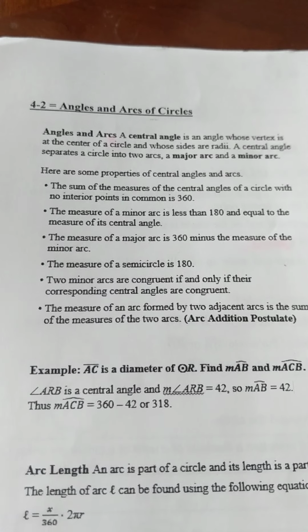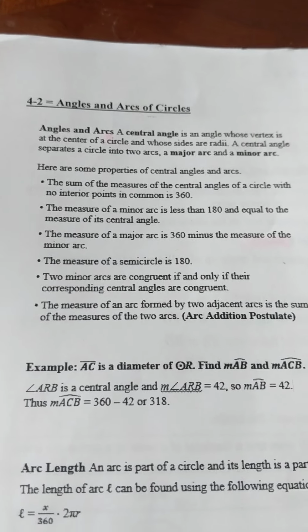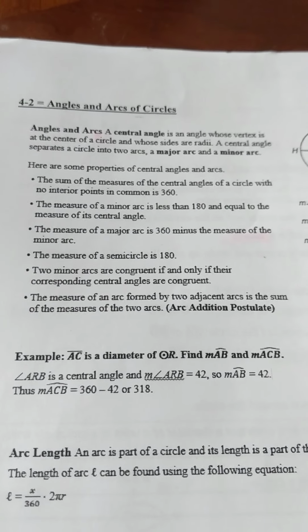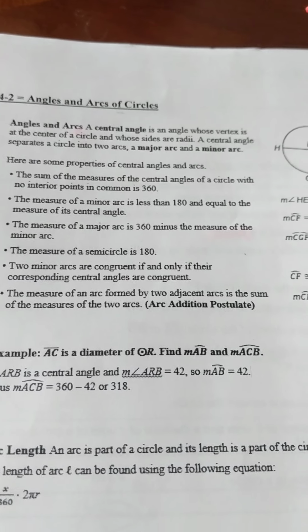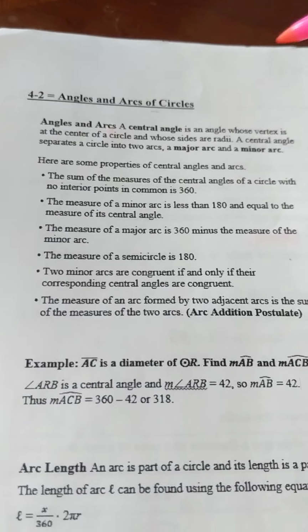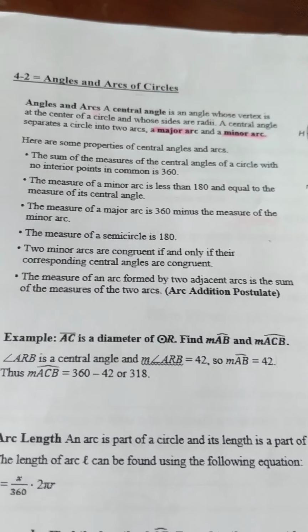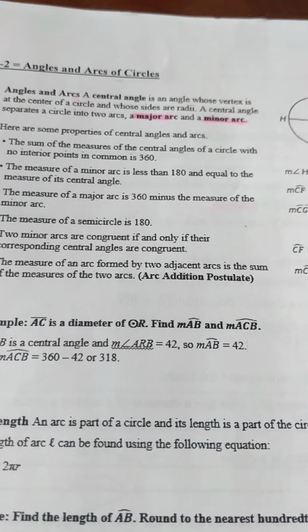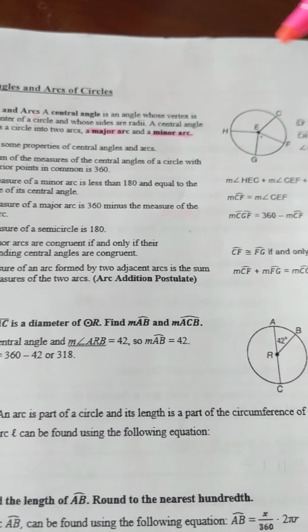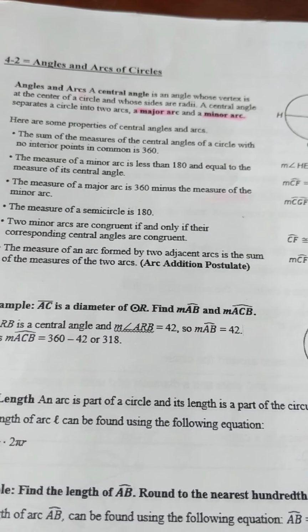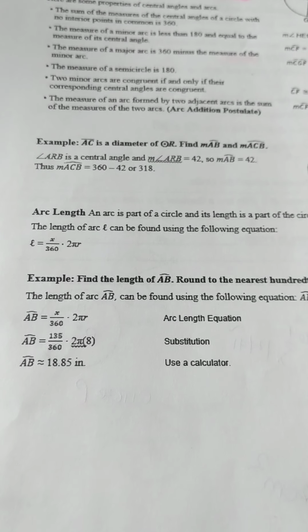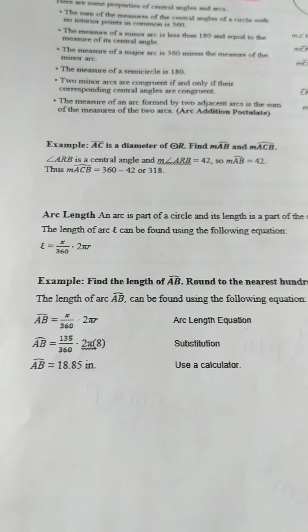Hi there, so we're going to go over the 4-2 notes. There's two important things that are going to be going on. There's going to be one part identifying if it's a major or minor arc and then finding the measure of that arc. I'm going to go through this top part where we find the measure of a specific arc, and then down below, finding the length of an arc.